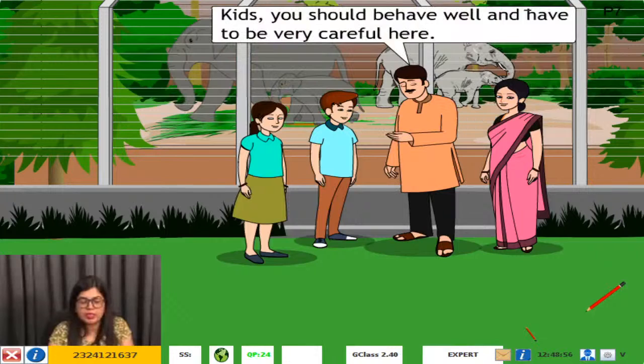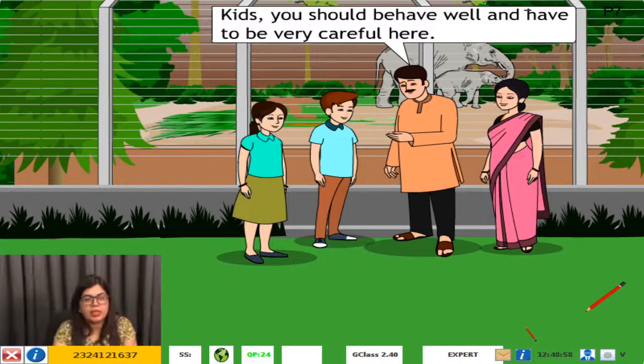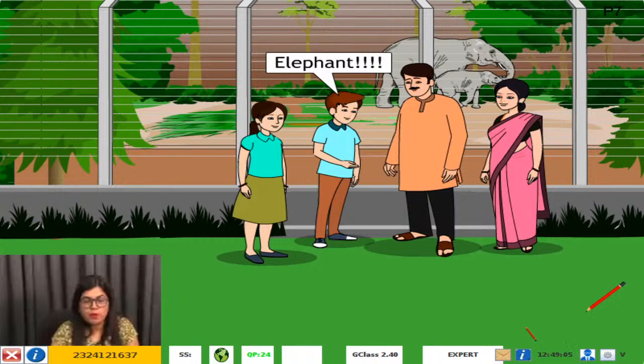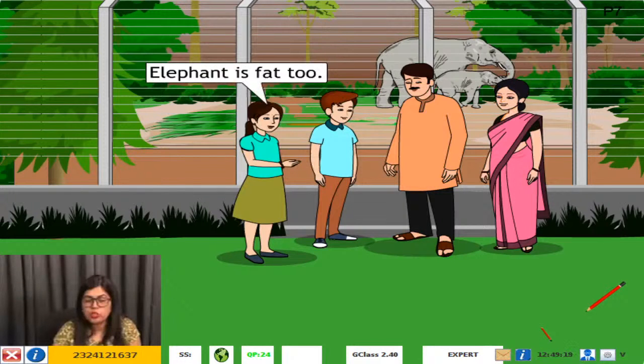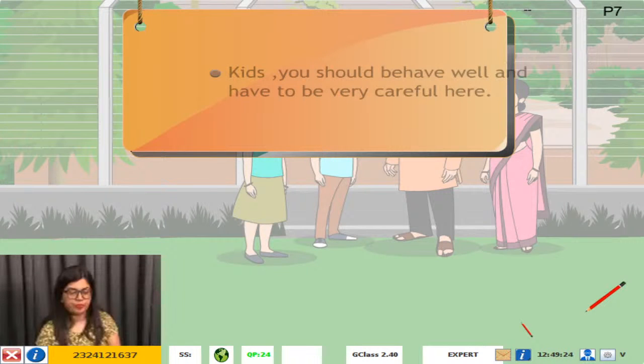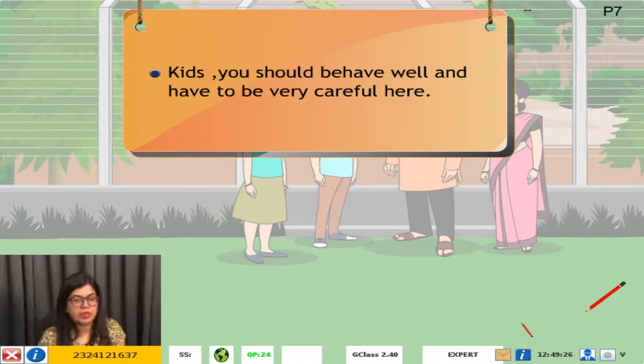Okay, now let us see. So kids, you should behave well and have to be very careful here. Okay, because they are at the zoo. Elephant. Okay, so he saw an elephant. Elephant is tall. So elephant is what? Tall. Elephant is fat too. The girl said that elephant is fat too. Kids, you should behave well and have to be very careful here.